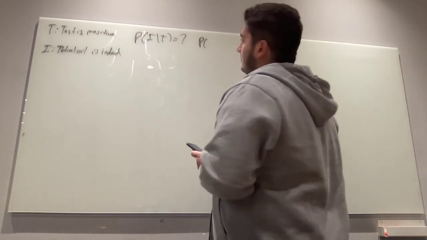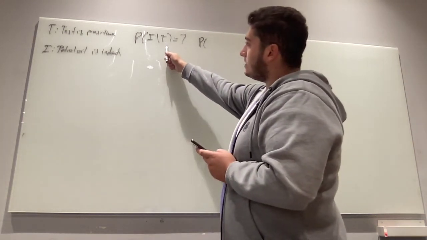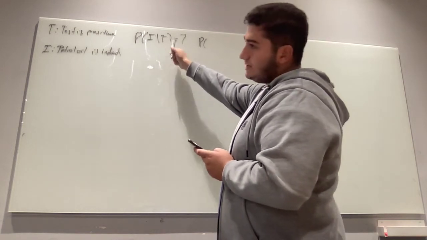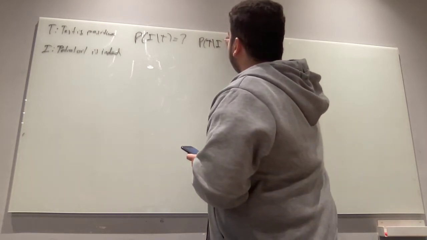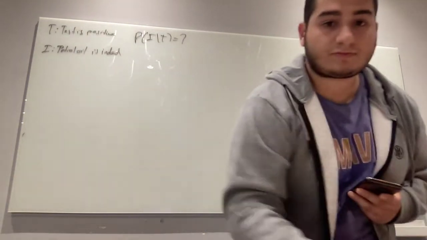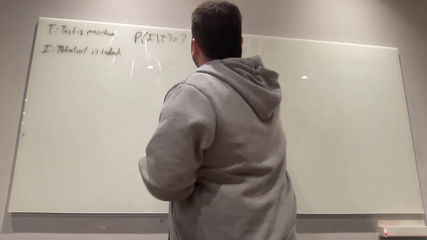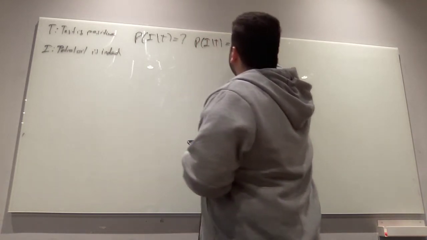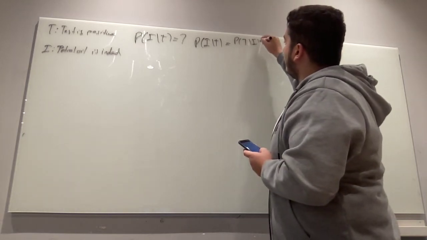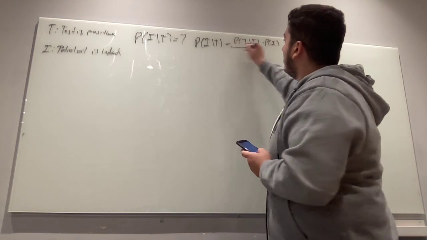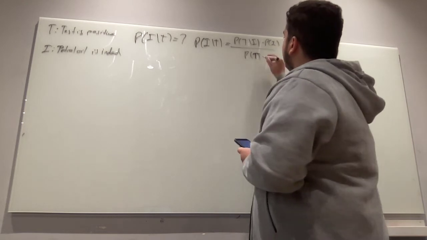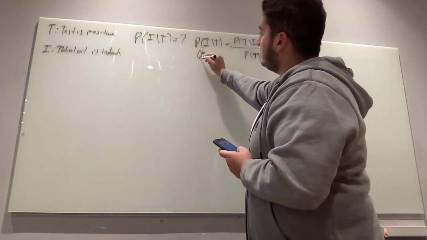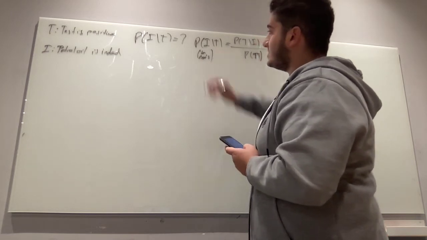I will use Bayes' rule firstly because it's hard to know this directly, but it's easier to know the things I am writing now, like the probability of T given I. Probability of I given T equals probability of T given I times probability of I over probability of T. That's Bayes' rule.